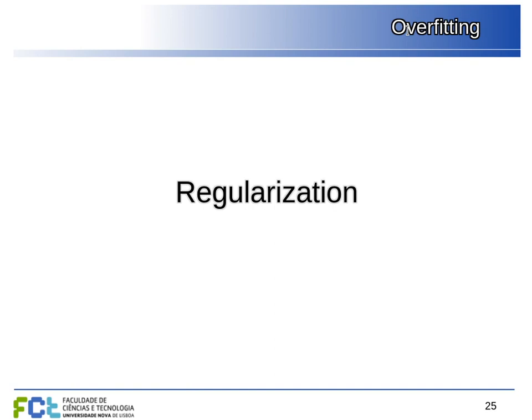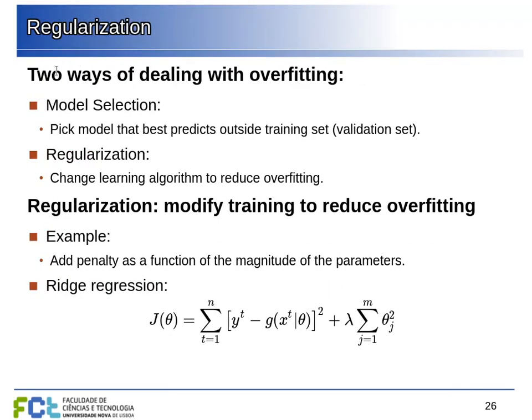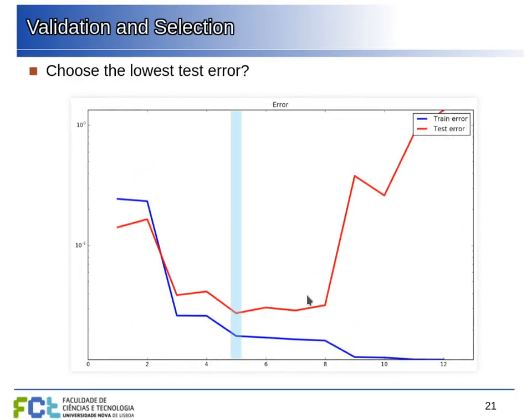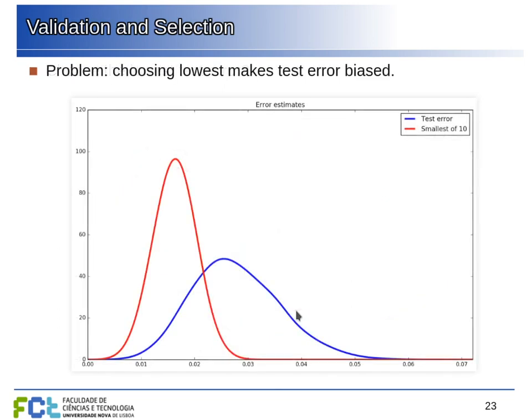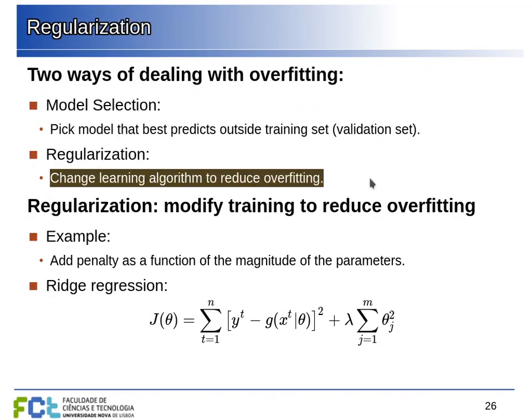Another approach, aside from selecting the best model, would be to use regularization. So basically, with model selection, the example we saw here, we try different hypothesis classes, different models, and we pick the one with the lowest validation error. So this would be in order to minimize the problem of overfitting and to get the best generalization out of our final hypothesis. But a different approach is to change the learning algorithm in order to prevent it from fitting too much to the data.